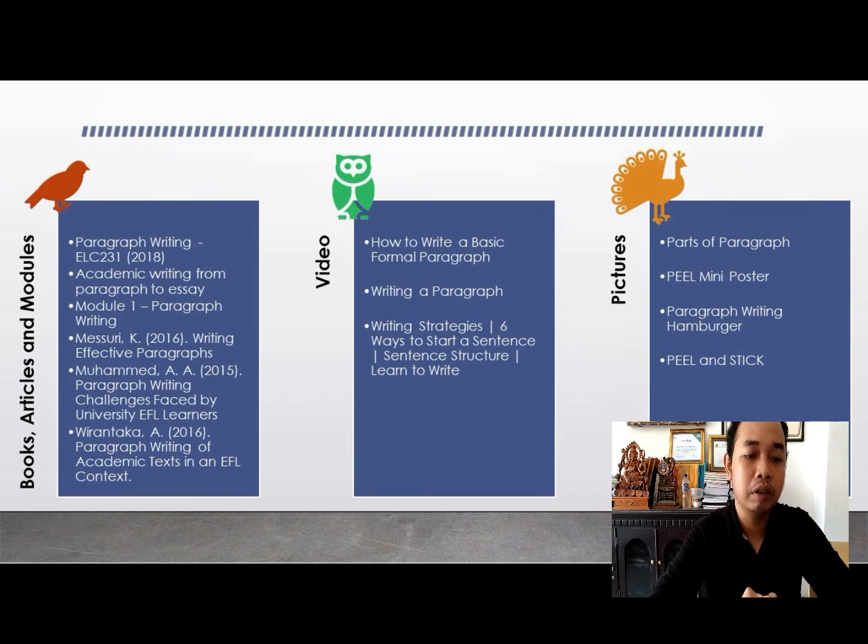And also I provide 3 articles to make the students able to see good paragraph writing from a different perspective. The first one is from Muhammad 2015, and from Mesuri 2016, and Wirantaka 2016. Those 3 articles will help the students to get a better understanding from the different perspectives of some experts.